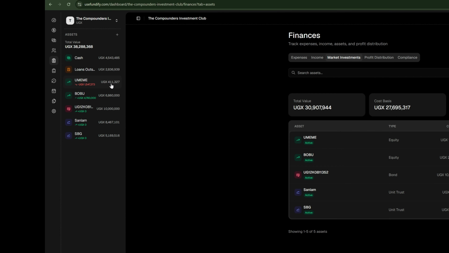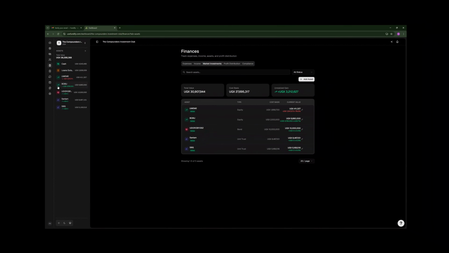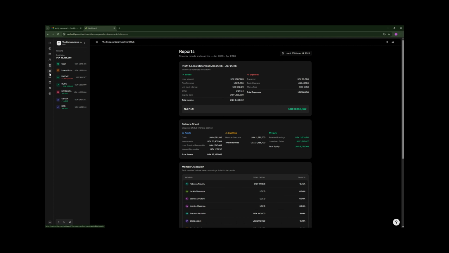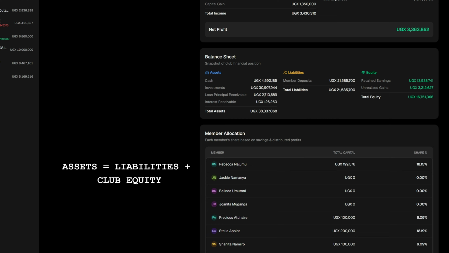Now let me open the balance sheet report, because this is where everything comes together into a formal financial statement, and that's in reports. The balance sheet is built on the most fundamental equation in accounting. Assets is equal to liabilities plus club equity. In plain terms, everything the club owns must be funded by something. Either it is owed to someone else, that is a liability, or it belongs to the club, i.e. equity, and that is the money that the club has made.